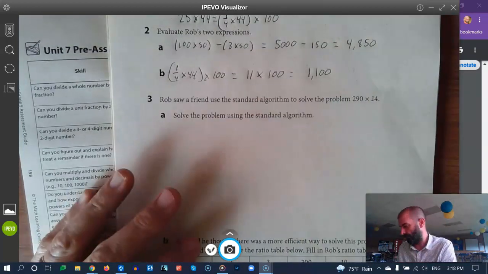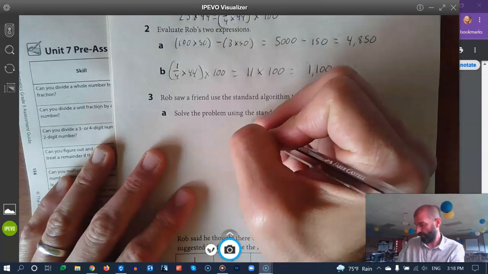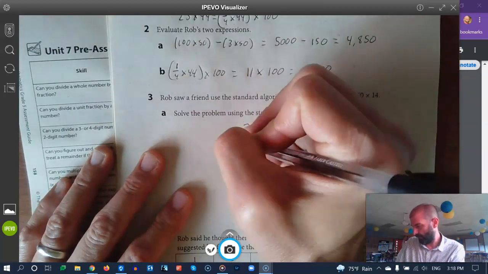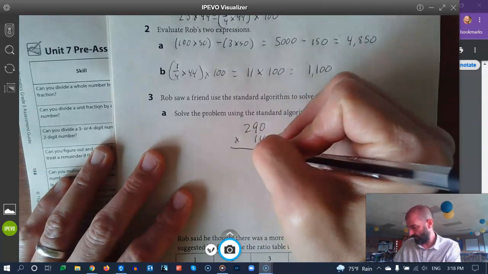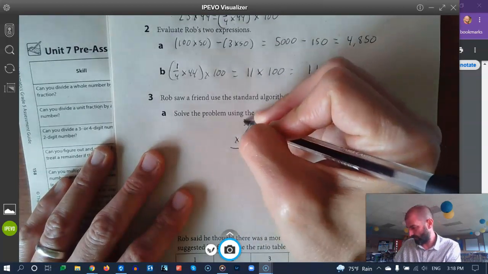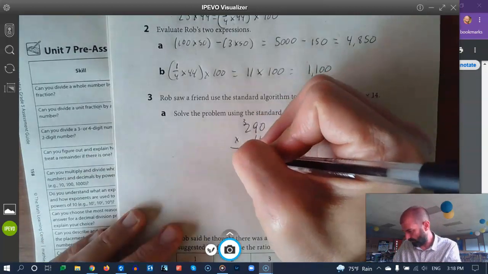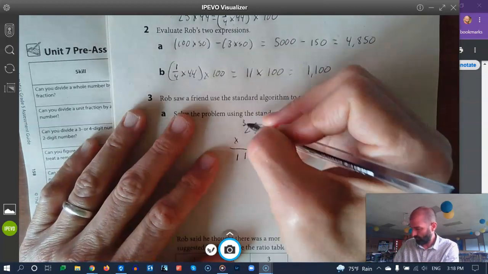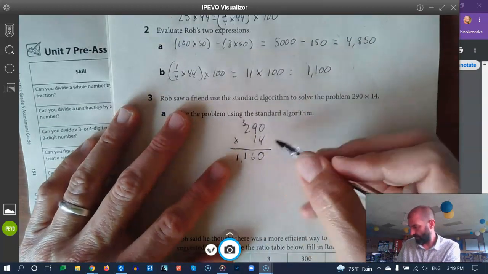Rob saw a friend use the standard algorithm to solve the problem 290 times 14. Solve the problem. So go ahead, set it up and solve. I'll go ahead and try it now. 290 times 14. 4 times 0 is 0. 4 times 9 is 36. 4 times 2 is 8, plus 3 is 11. So 4 times 290 is 1,160.